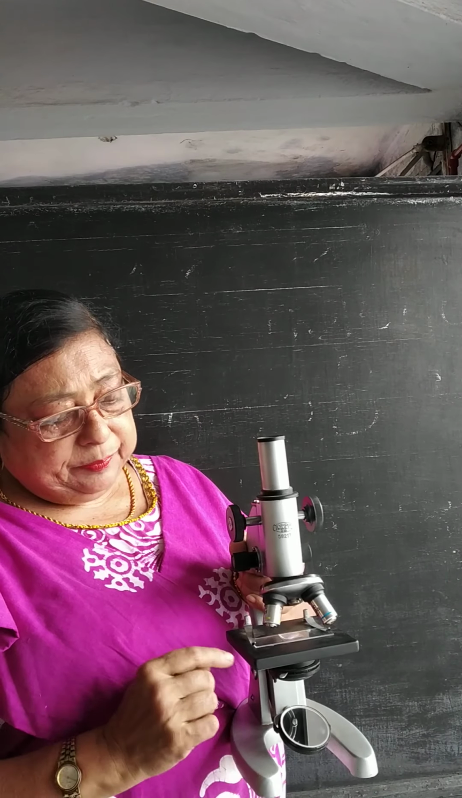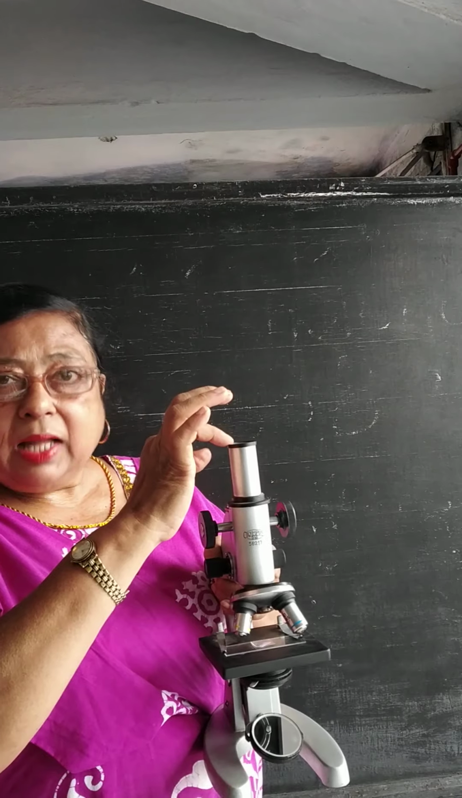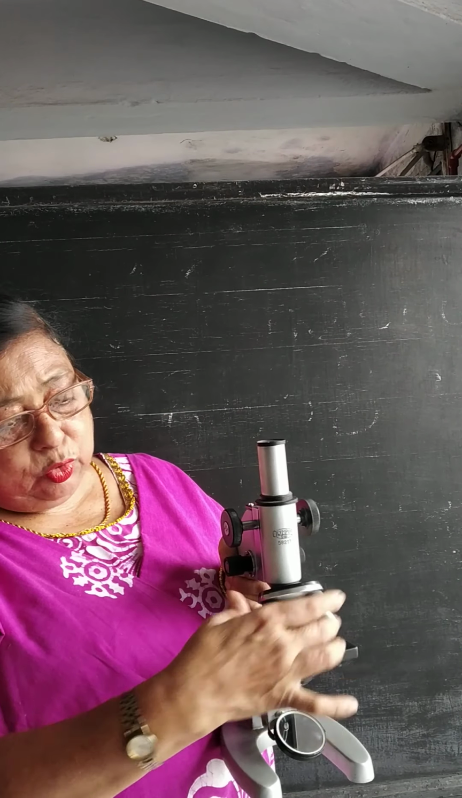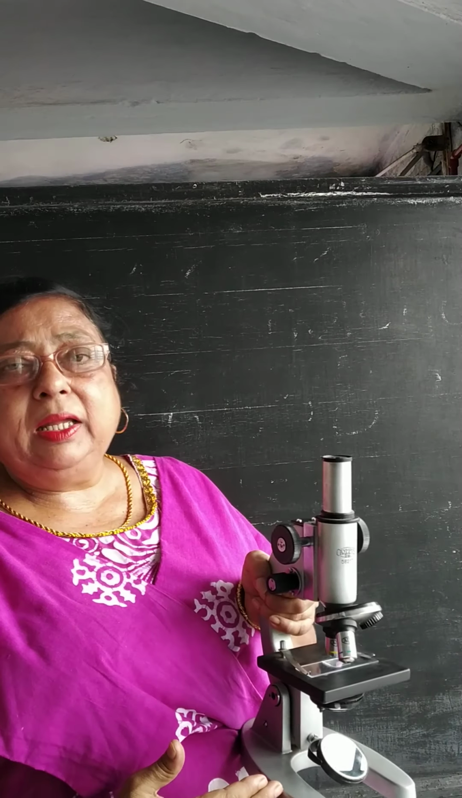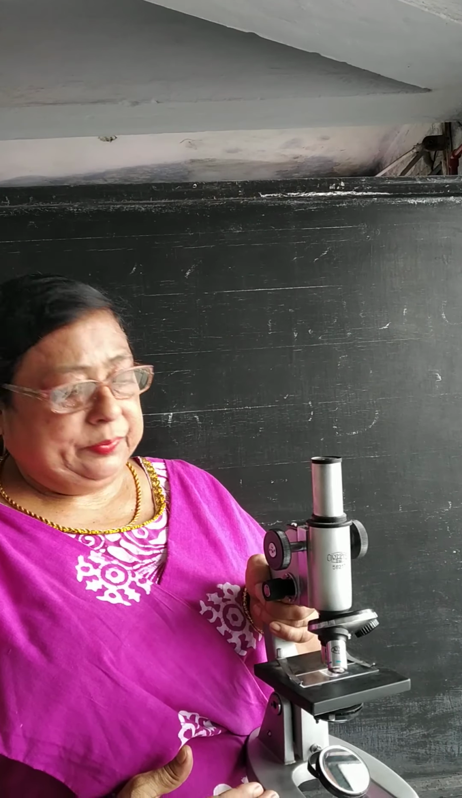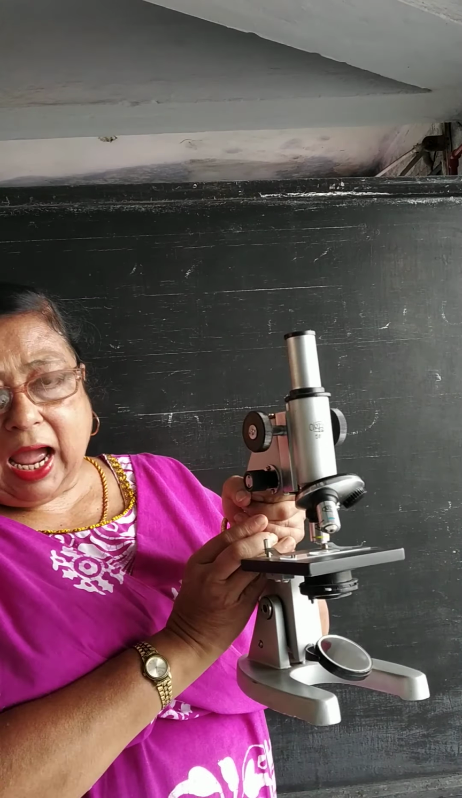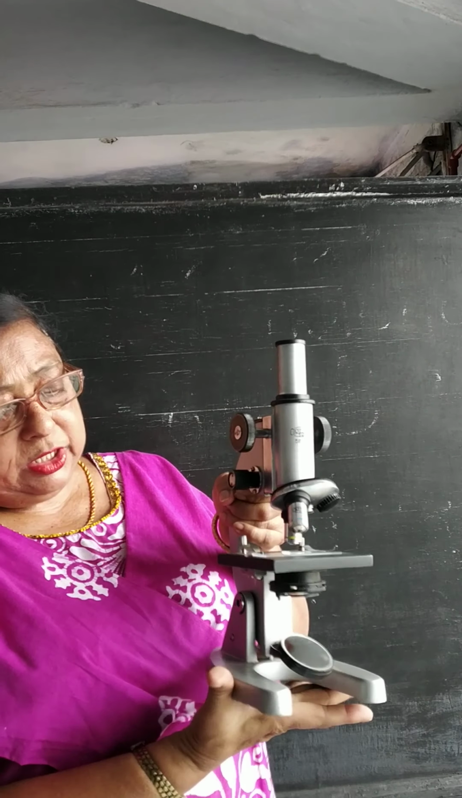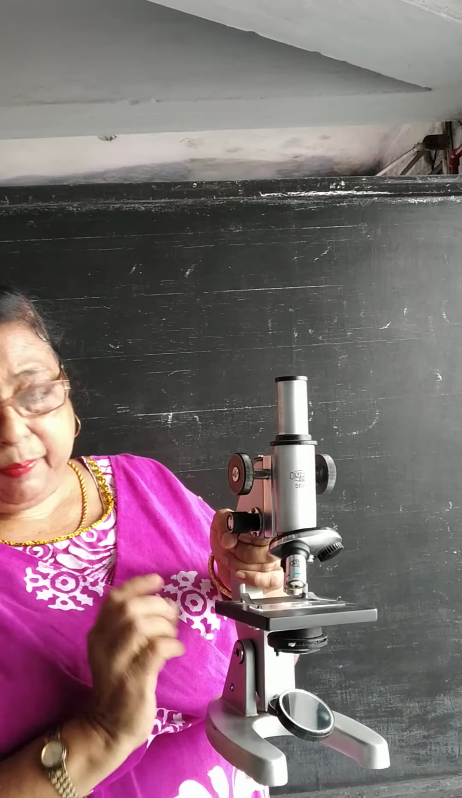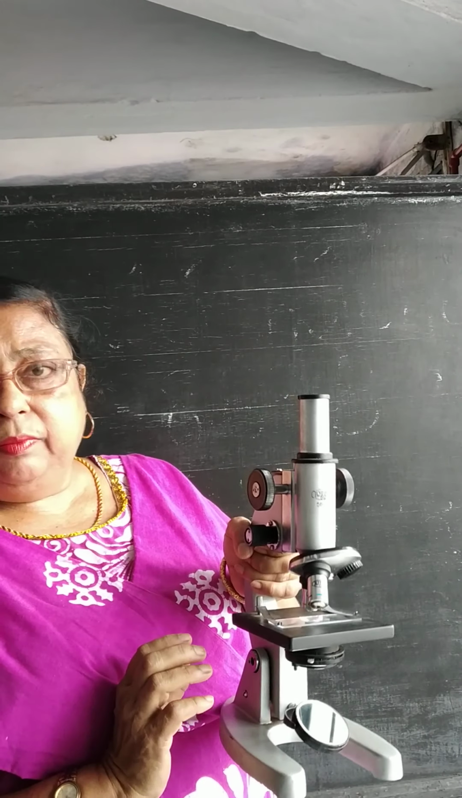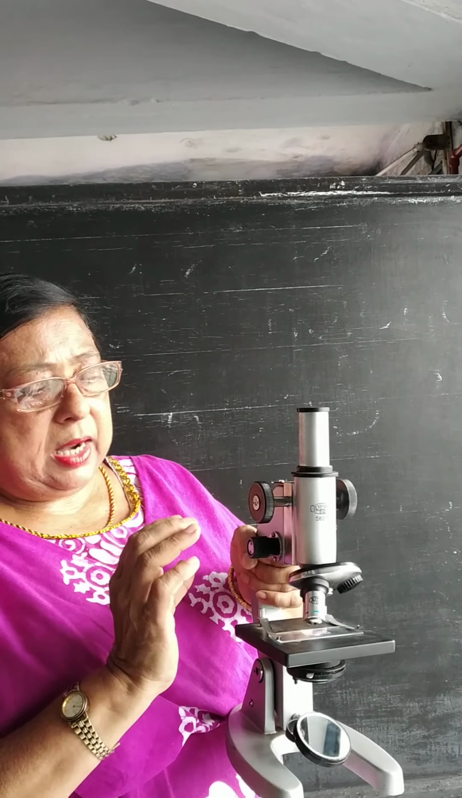So the mirror, the eyepiece, and the lens of the nose piece all have to be in alignment. This is the arm, I am holding the arm. This is the inclination joint. You can move this up and down a little bit.